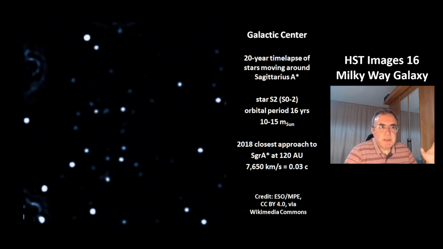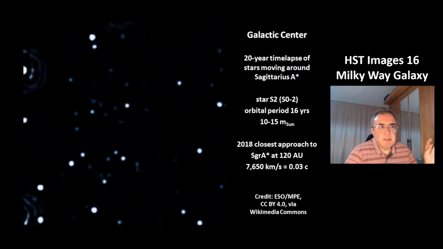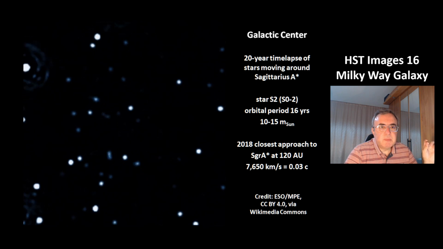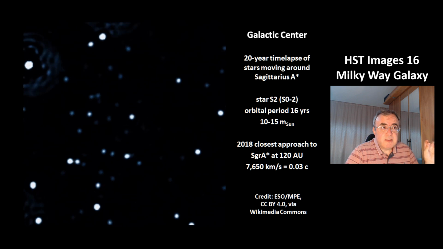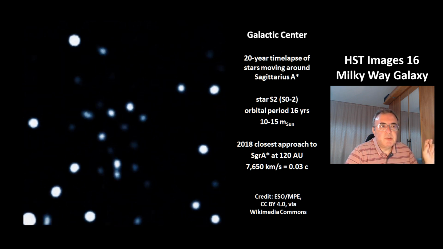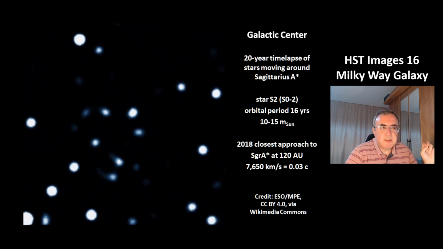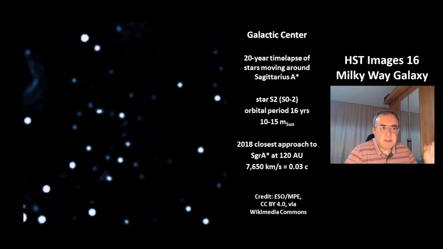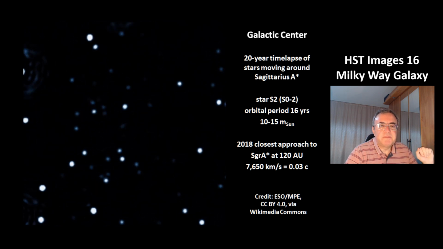This is a 20-year time-lapse of the stars that are moving around the Sagittarius A star. And one star is very interesting, that's the star S2. It has an orbital period of 16 years, and it's a massive star with 10 to 15 solar masses. Its closest approach was in 2018, when it came as close as 120 astronomical units. One astronomical unit is 150 million kilometers. And at this closest approach, it had a speed of 7,650 kilometers per second. That's 3% of the speed of light.